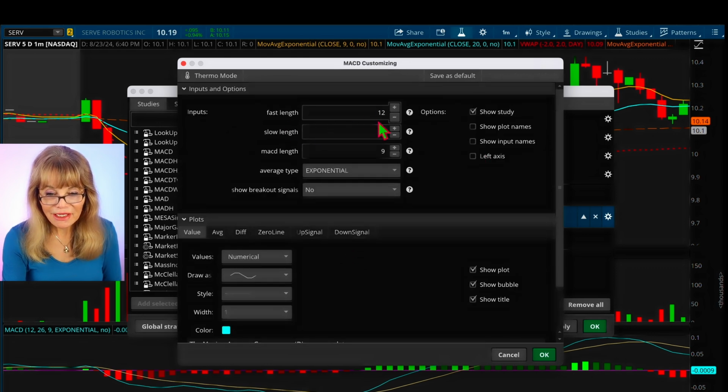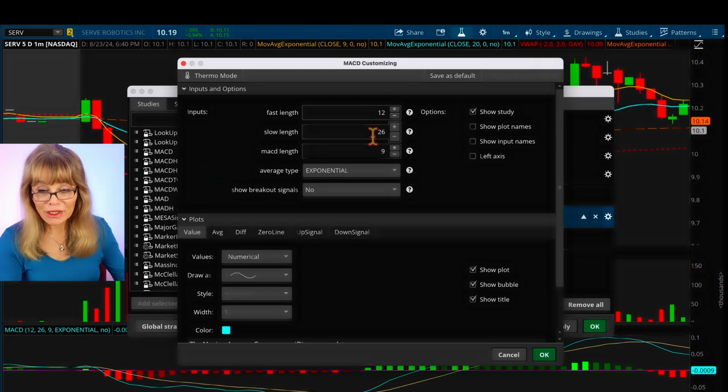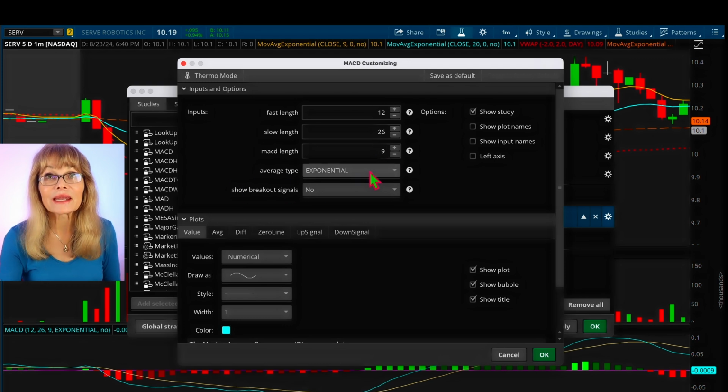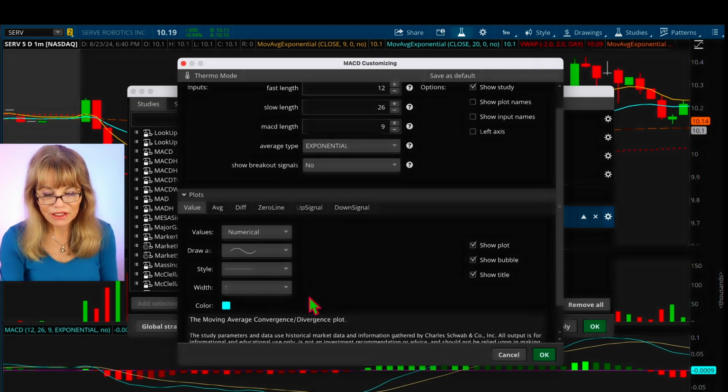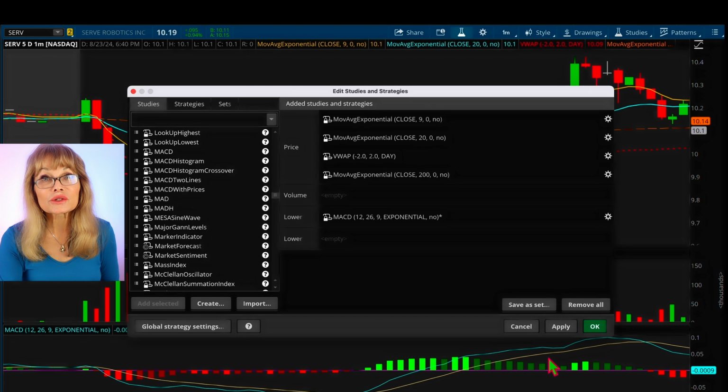So again, you want to have the fast length set at 12, the slow length set at 26, the MACD length set at 9, and you want to have the average type set at exponential, which is what everybody else is using. Show breakout signals, no, because you need to learn that on your own. Who knows how accurate those are. And you can change this to be thicker or wider styles, but I just leave that as a default. You can change your colors if you want. And in Thinkorswim, then you need to click apply it to your chart and then OK. And if you have multiple charts, like I have a side-by-side 1-minute chart normally and a 5-minute chart, you need to set up the MACD for each one if you want it on both of the charts.